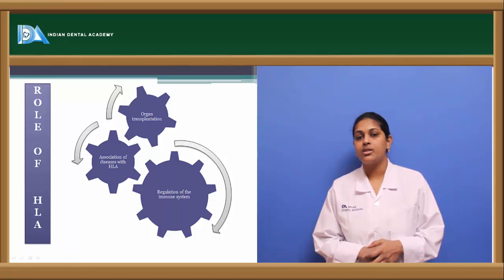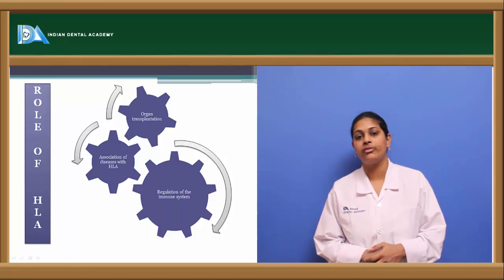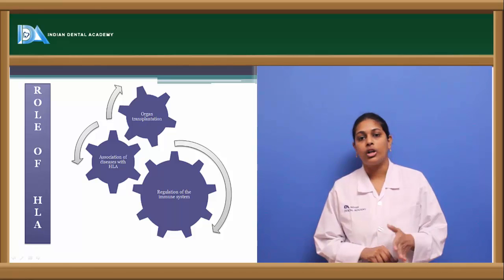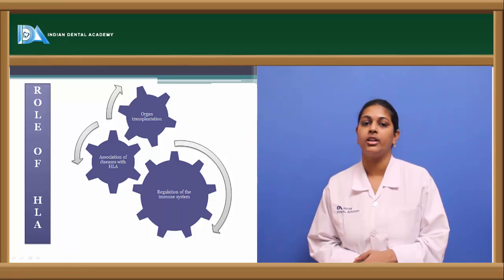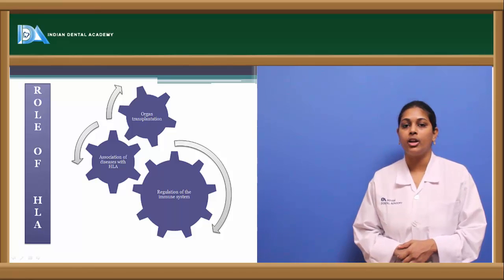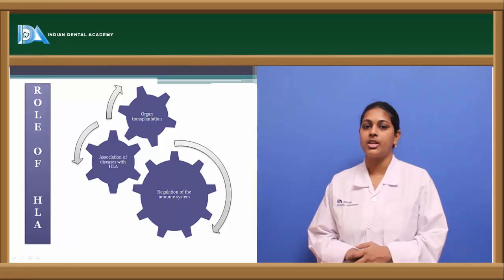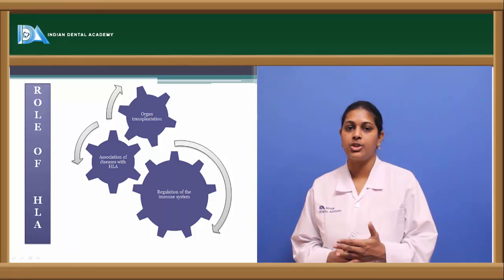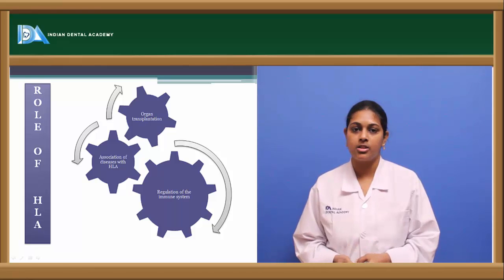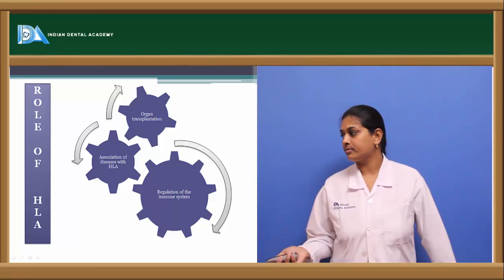Coming to the other one, they are associated with a few diseases such as autoimmune diseases. In systemic lupus erythematosus, the presence of this HLA has been identified, and also in certain inflammatory diseases such as rheumatoid arthritis. But the exact mechanism of the association of HLA with these specific diseases has not yet been identified.